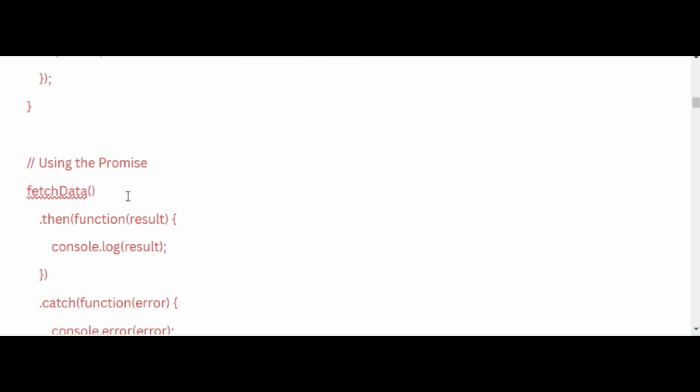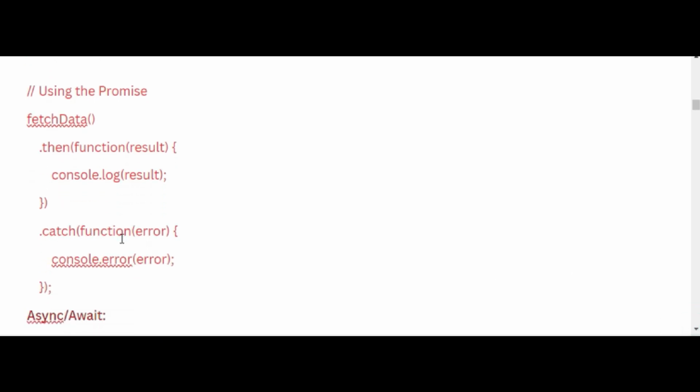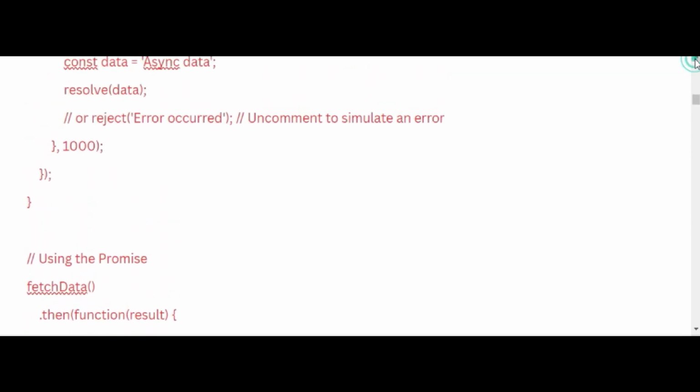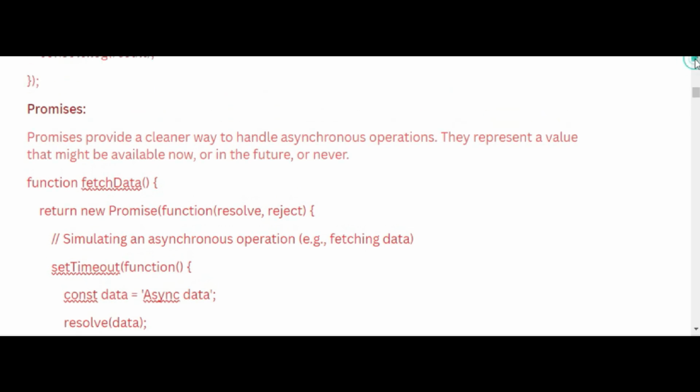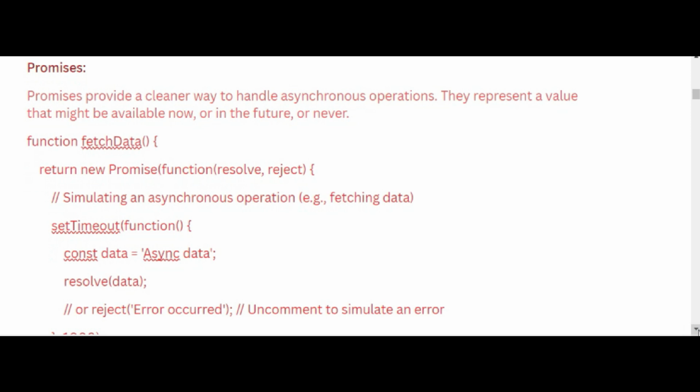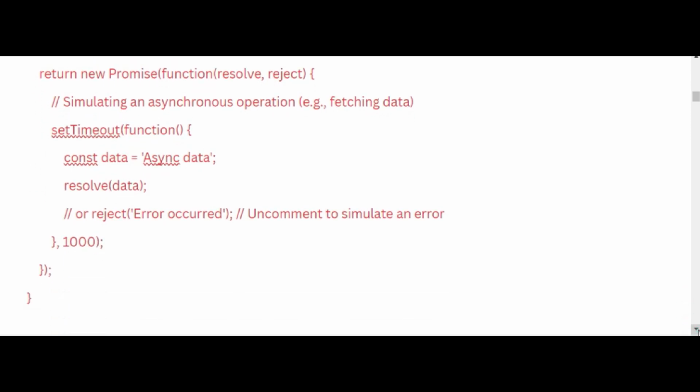Using the promises: fetchData().then(function(result) { console.log(result); }).catch(function(error) { console.error(error); }). That is all about it. We are learning about promises, right? Now I'm gonna tell you about asynchronous.